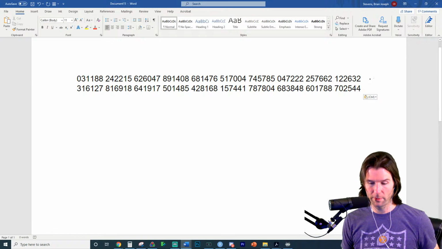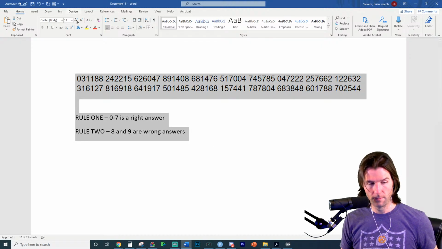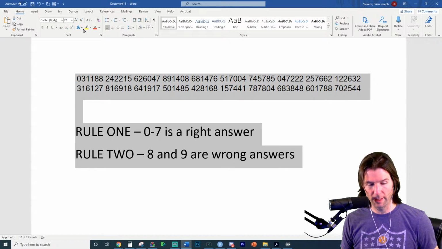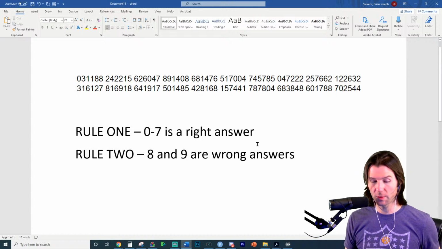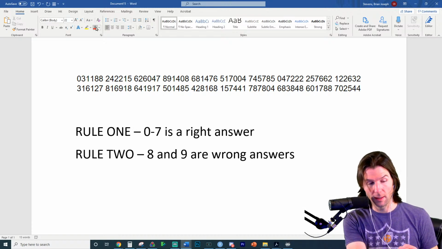Where's my rules? There we go. Rule 1: a number 0 through 7 is a right answer. Rule 2: 8 and 9 are wrong answers. So there's the right answers and the wrong answers. When we go through and solve this, we need to see how many they get wrong. And let's look.